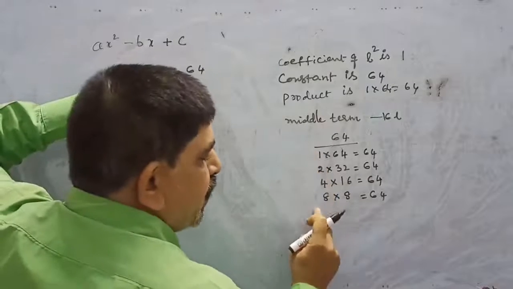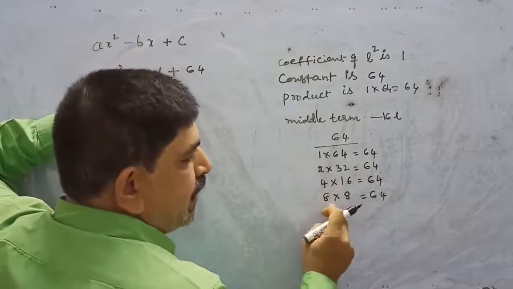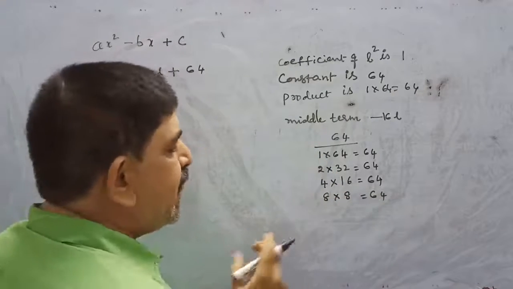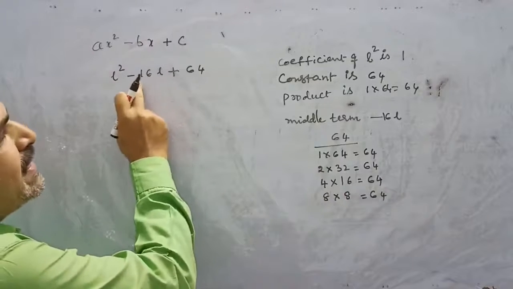Now from these four we have to take any one. Whenever we find the product, we must get 64, and whenever we add or subtract those two factors, we must get the middle term, that is minus 16L.